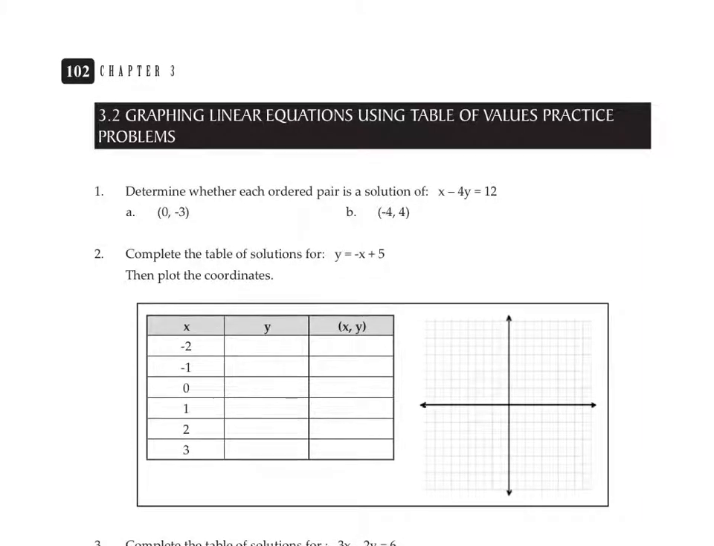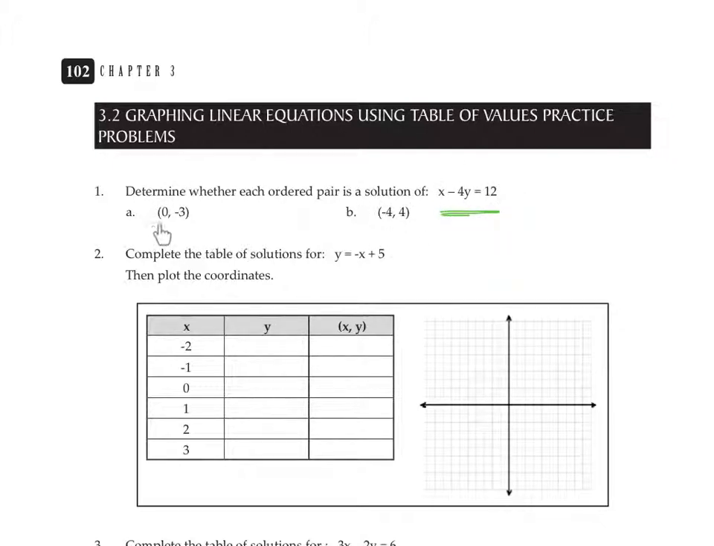All right, we're going to do a little bit more practice with graphing linear equations using a table of values. The first question says, determine whether each ordered pair is a solution for this equation. So we have x minus 4y equals 12. That's the equation we're going to use.